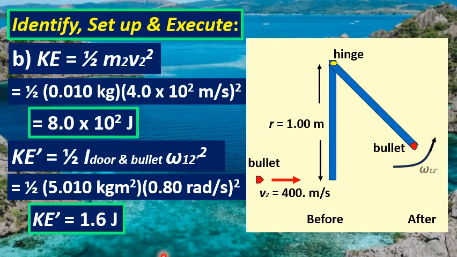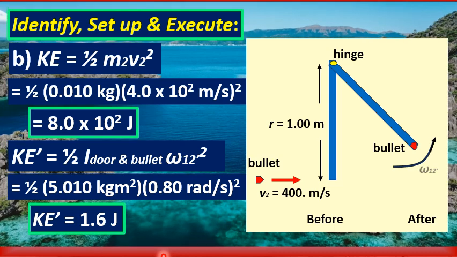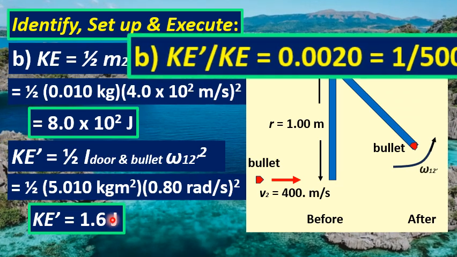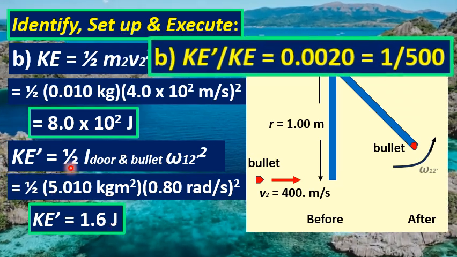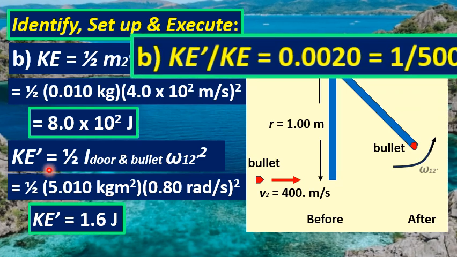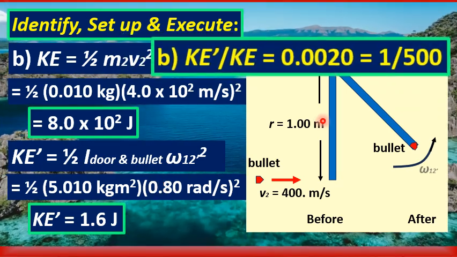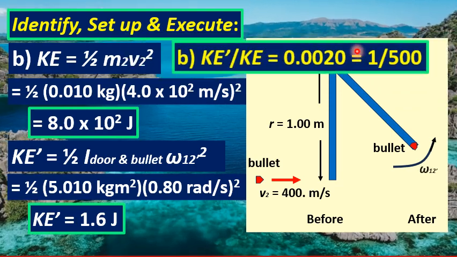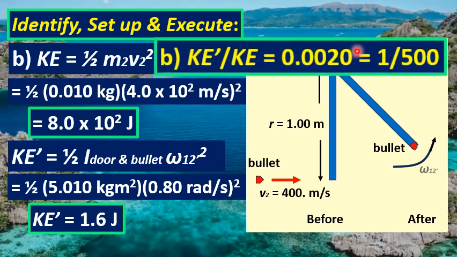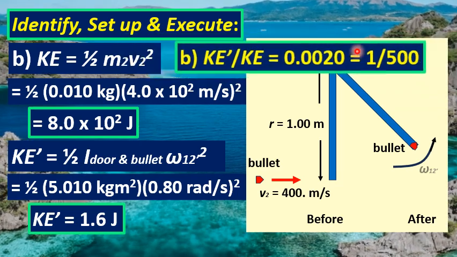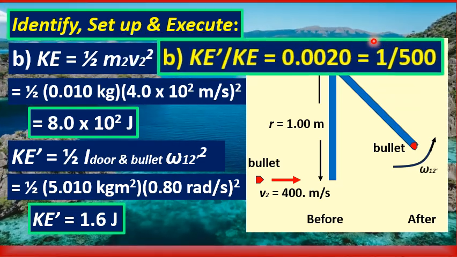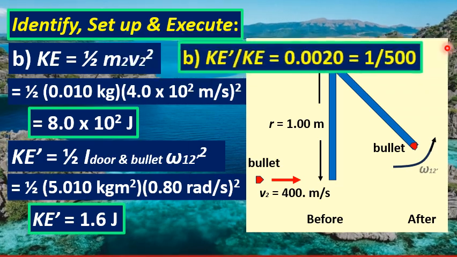Right? So, answering our final question, that is, the ratio of the final kinetic energy, Ke prime, over the initial kinetic energy, Ke, we get 1.6 joules divided by 800 joules. So, that's how we got 0.0020. Or that also means the fraction of the initial kinetic energy of the bullet that remained as kinetic energy after the collision, and that is equal to 1/500.